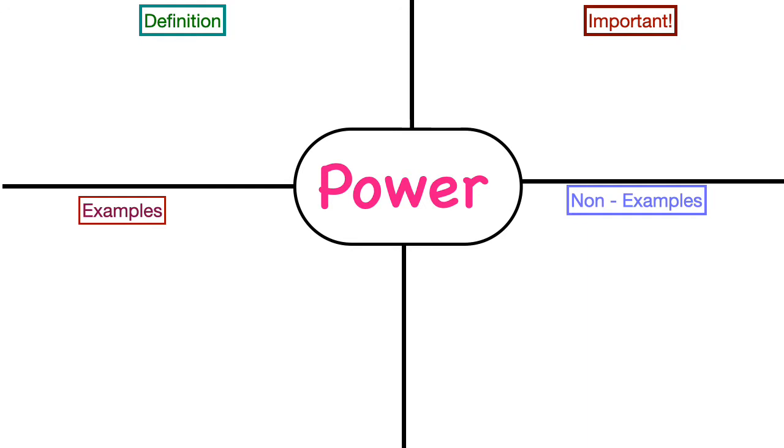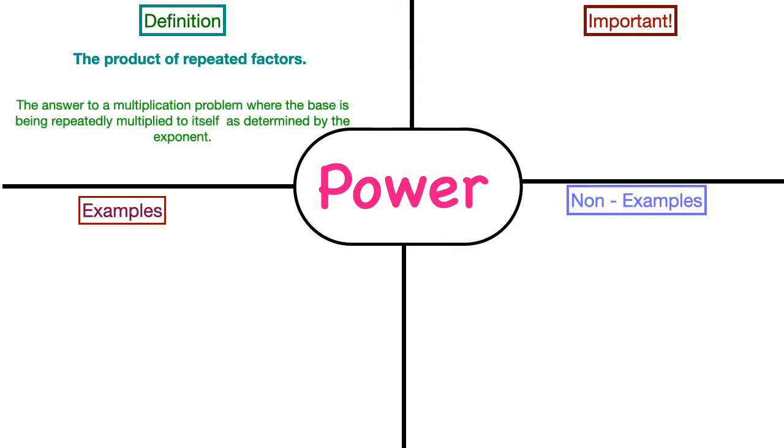Okay, so we're going to start off with the textbook definition of what a power is. So a textbook definition would be that a power is the product of repeated factors. Or we could also say that it is the answer to a multiplication problem where the base is being repeatedly multiplied to itself as determined by the exponent.